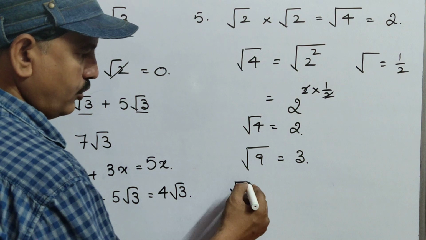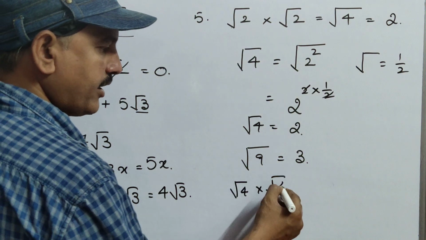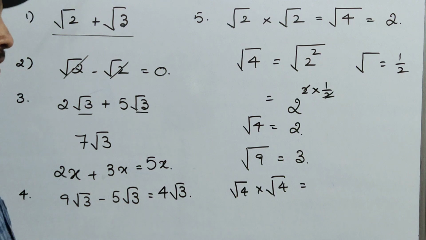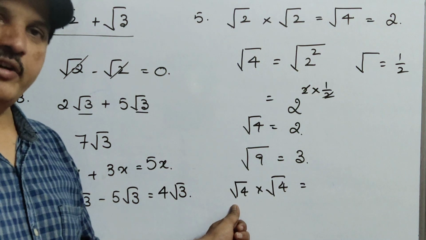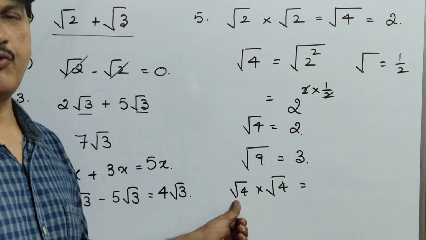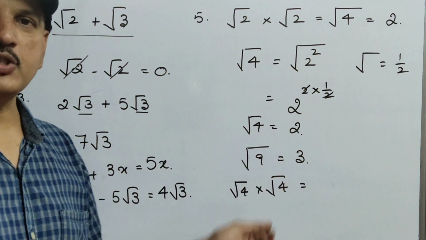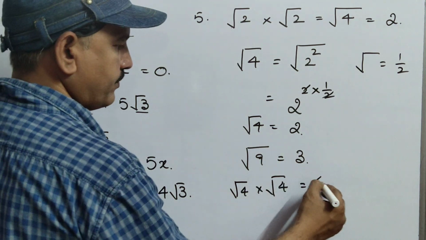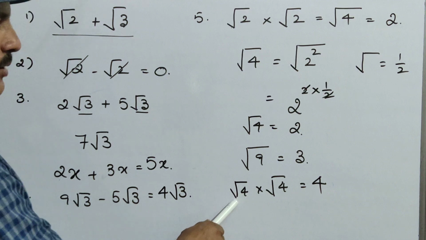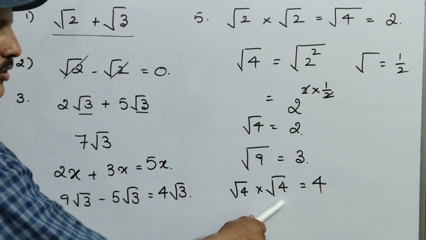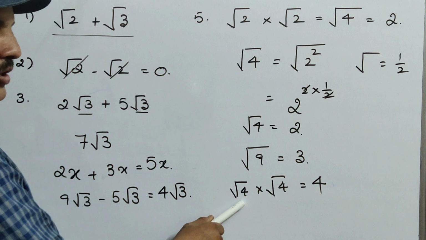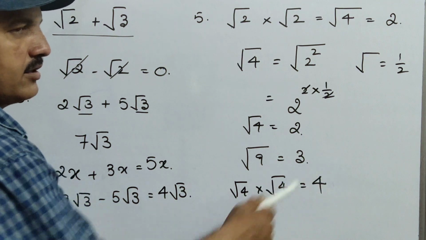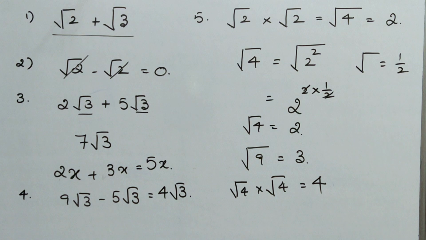Similarly, root 4 into root 4. They may give you perfect squares also under the root. Then you know square root of 4 is 2, square root of 4 is 2, 2 2s are 4. Why spend that much time? Square root of 4, square root of 4, simple answer is 4. That means when you are multiplying the same terms which are under root, you will get the answer without root. Okay, I will give you one more example, children, so you can understand very easily. Is it clear up to here?